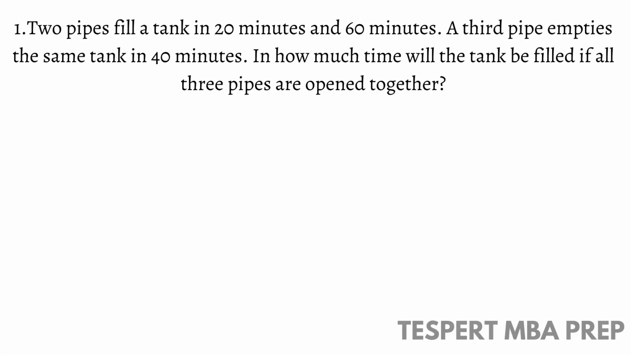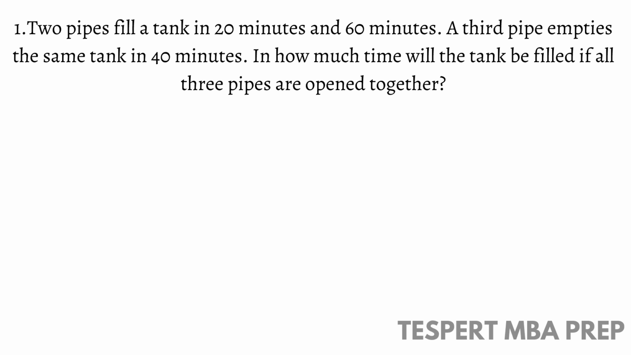Understood? So in pipes and cisterns, as we discussed in the previous session on time and work, we have two methods. The first one is the unitary method and the second one is the LCM method. For the first question, I will apply both the methods, and for the remaining ones, you can follow the method that is most convenient for you. So let's move on to the first one.